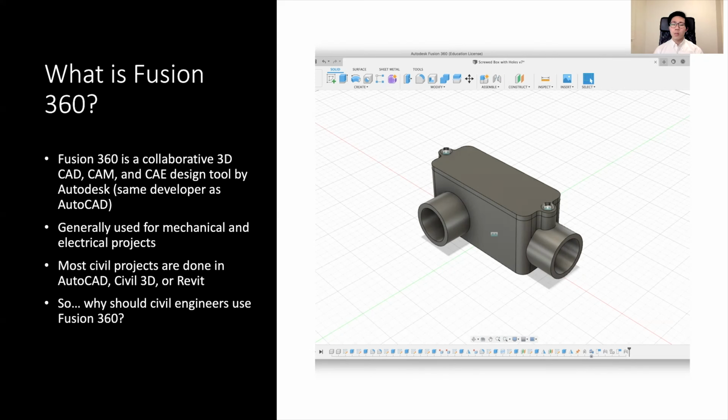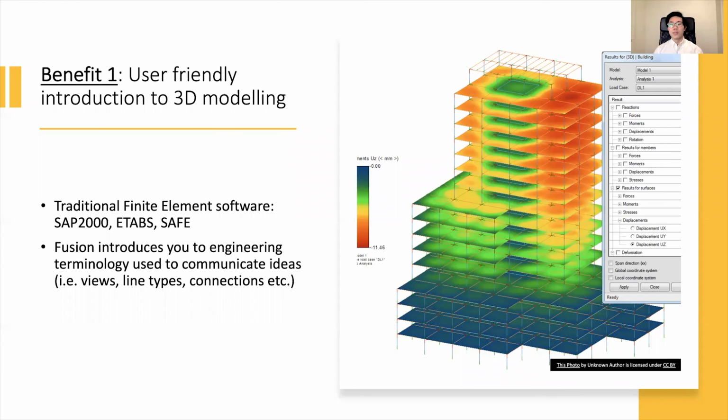So you might be wondering what's so great about Fusion 360, which is actually our next topic. The first benefit of Fusion 360 is it's a user-friendly software that introduces you to the principles of 3D modeling. Personally, this is something I would have found really useful before going into more advanced finite element software such as SAP 2000 and ETABS, which you'll eventually be using in your upper year studies and professional career.